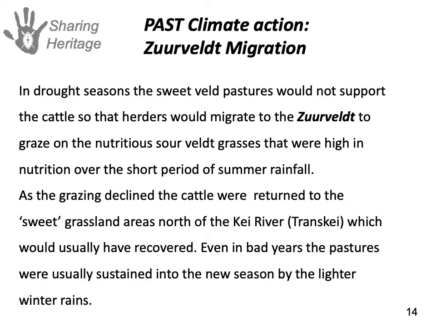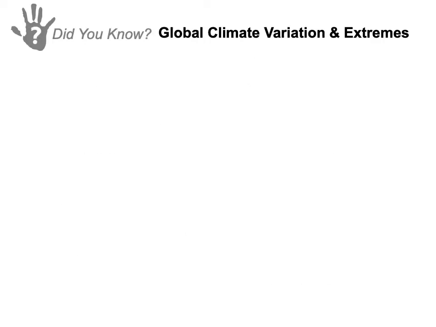As the grazing declined, the cattle would be returned to the Sweetveld grasses north of the Kei River, the Transkei, which would usually have recovered by then. Even in bad years, the pastures were usually sustained into the new season by the lighter winter rains. So here we've got two processes of cultural adaptation to the climate extremes.